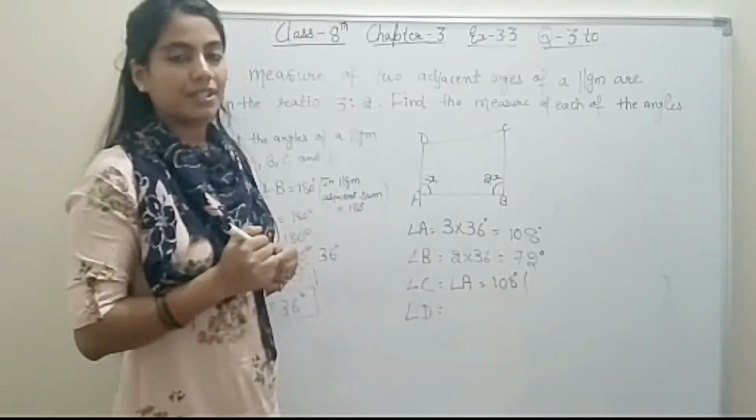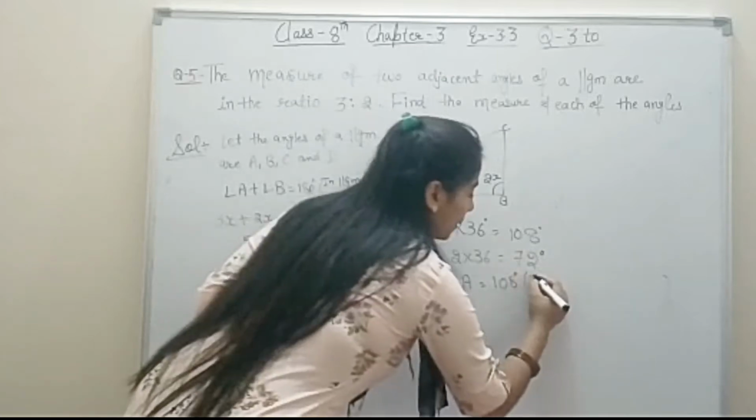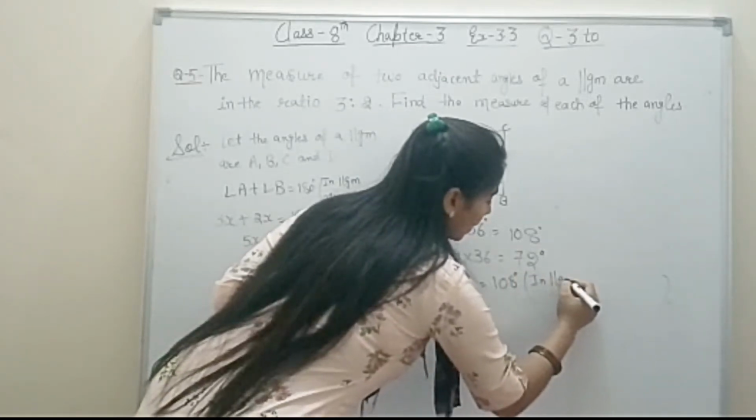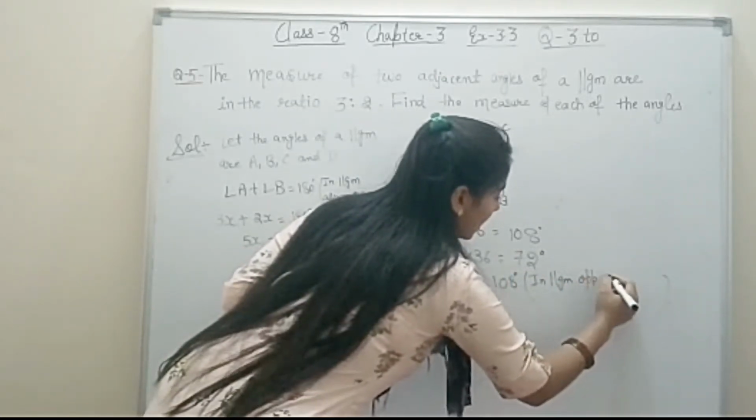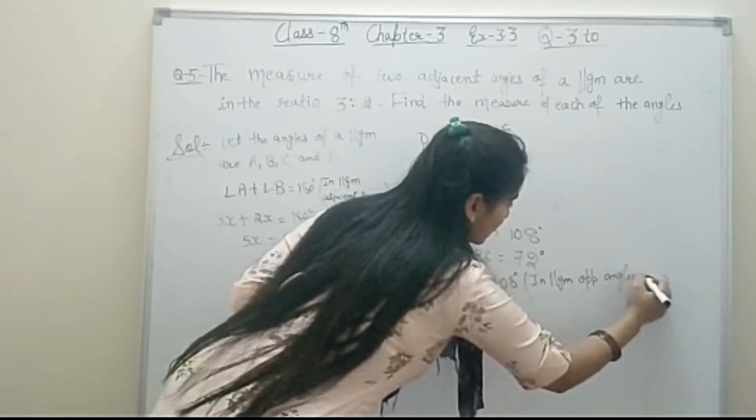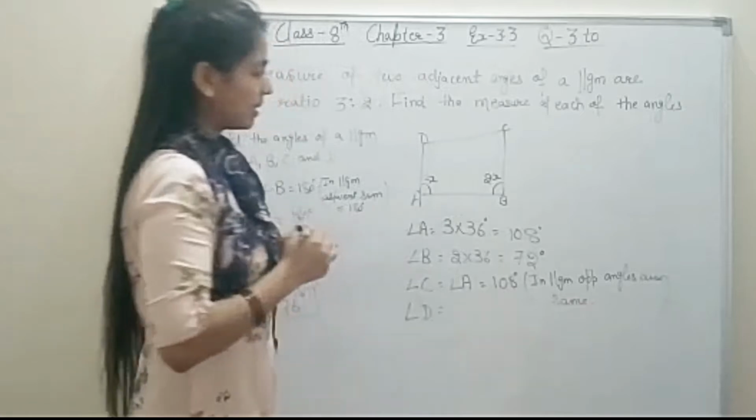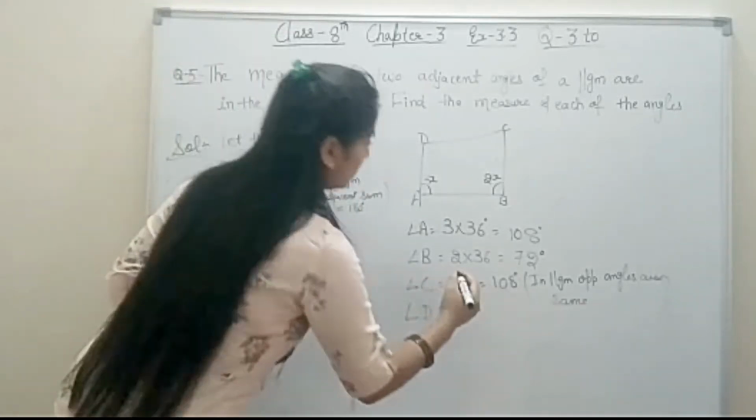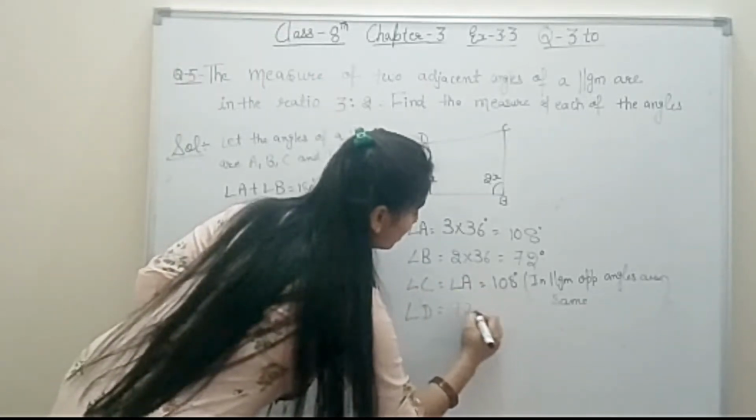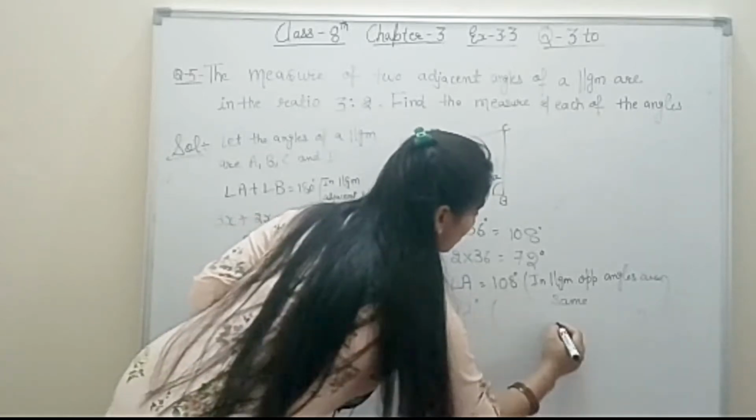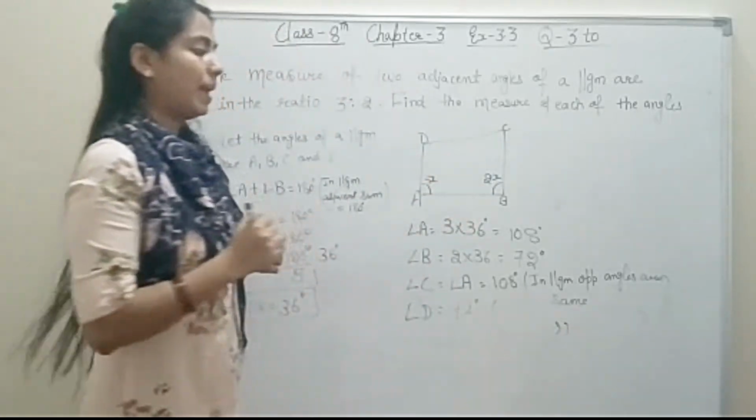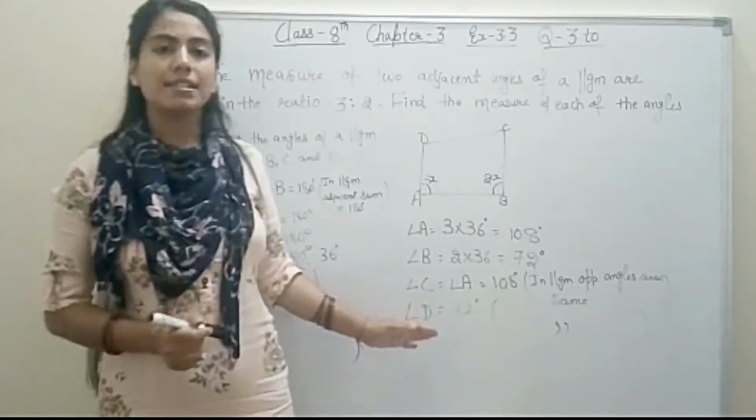Reason you have to mention, because in a parallelogram opposite angles are same. Simple. And vice versa, in the same manner, angle D is equal to B, that is 72 degree. And the condition is also same, because in a parallelogram opposite angles are same.